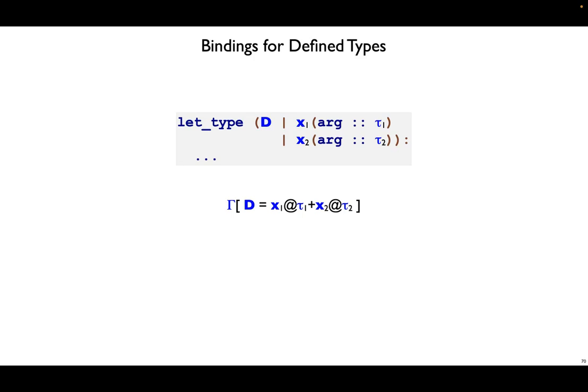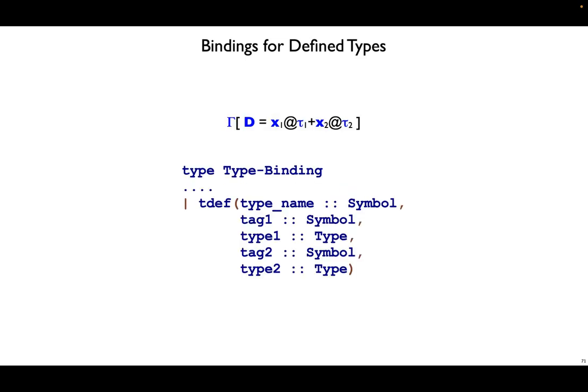When our type checker encounters a let type, it needs to store several pieces of information in the type environment. First is the type name D. Second is the variant names, x1 and x2 here. And third are the argument types, tau1 and tau2. We'll use this notation here to say that the defined type D is equal to the disjoint sum of these two variants, x1, which takes an argument of type tau1, and x2, which takes an argument of type tau2.